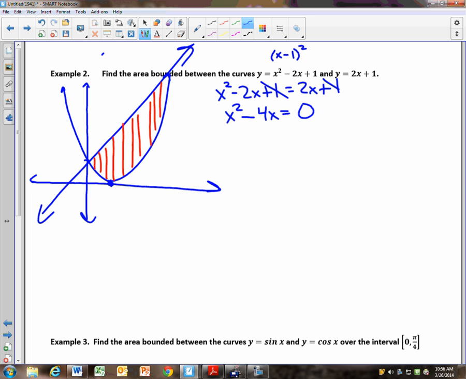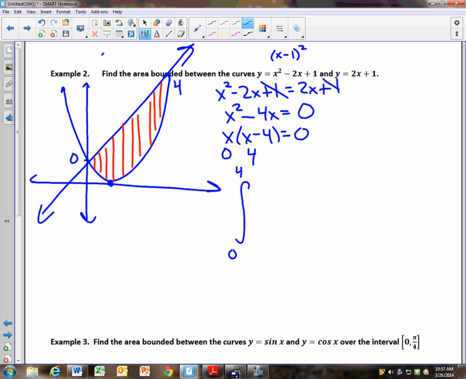Now, take out an x. X times x minus 4 equals 0. My bounds are 0, 4. I have an intersection point here at 4 and here at 0. Are those x values or y values? They're x values. What if I wanted to find the y values? Plug them in. We don't need to do that right now. So we have the integral bounded from 0 to 4.